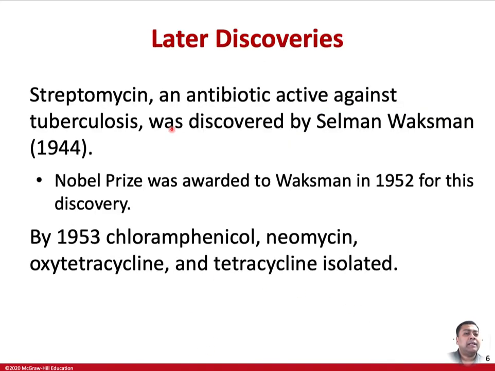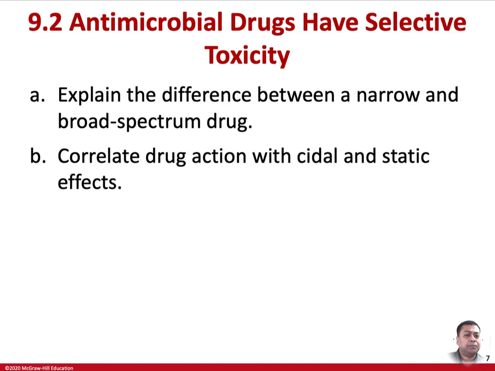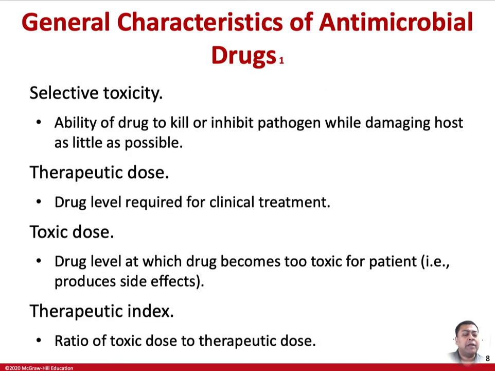After that, streptomycin is an antibiotic that was active against tuberculosis at that time, although it is not used today. That was done by Selman Waksman, and he was also awarded the Nobel Prize in 1952 for this discovery. Then in 1953, chloramphenicol, neomycin, oxytetracycline, and tetracycline were isolated. Most of these were isolated from the Streptomyces genus of bacteria. So let's take a look at some of the general definitions of antimicrobial drugs, how we actually study them.